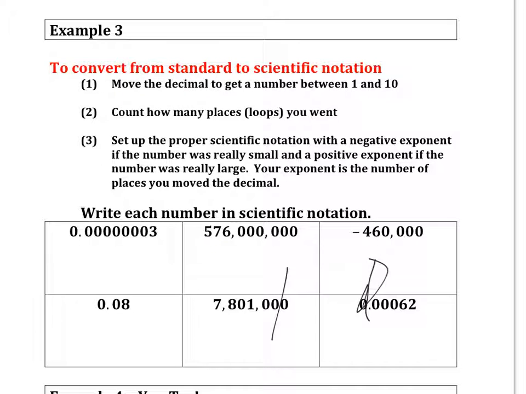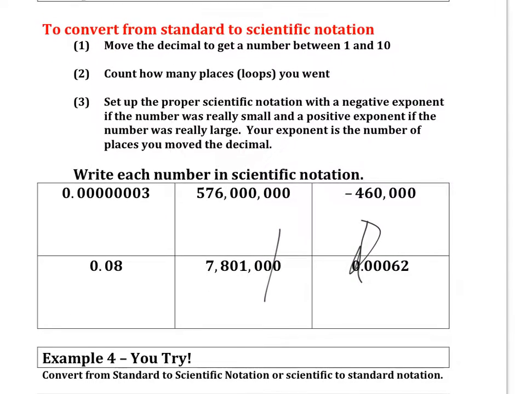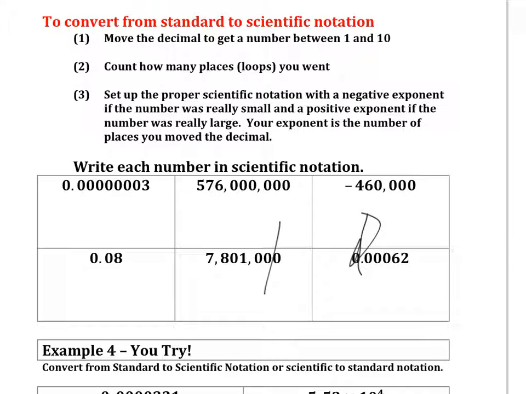Now we're going to convert from standard to scientific notation. The number out front is super important. It has to be between 1 and 10. It must be between 1 and 10. So if I'm looking at the first one, my number's not going to be 30. It's not going to be 0.3, but it should be 3.